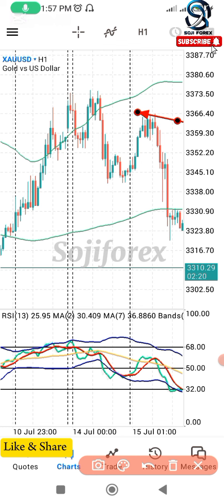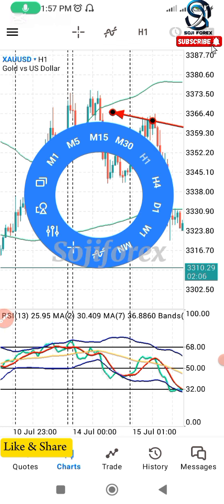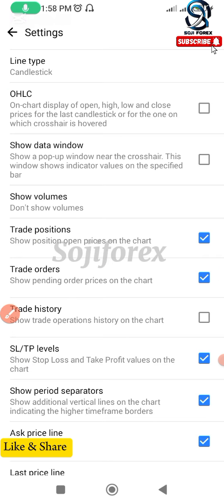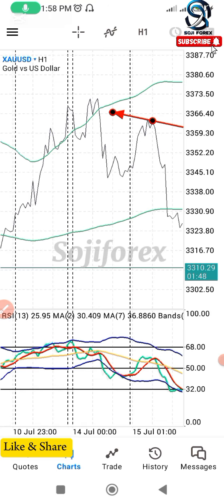So if you are finding it difficult to identify your structural point due to the presence of wick, what is wick? Wicks are those rejections you are seeing on your candles. You can change your candlesticks to the line chart. How do I do that? I tap on this, come out, I will click on this, and I will come here, click on this, and I'll click on my line type. Look at that, I'm going to change it to line chart. So if I go back to my chart now, you can see that what you are seeing now is a line, and this will make the structural point very clear for you without confusion.